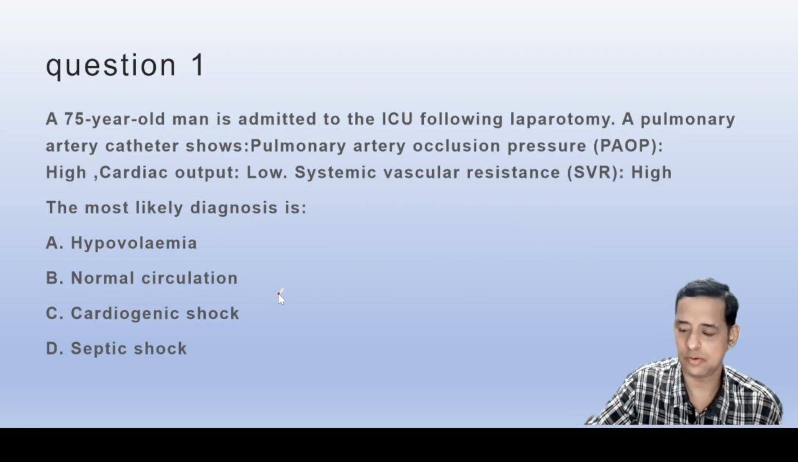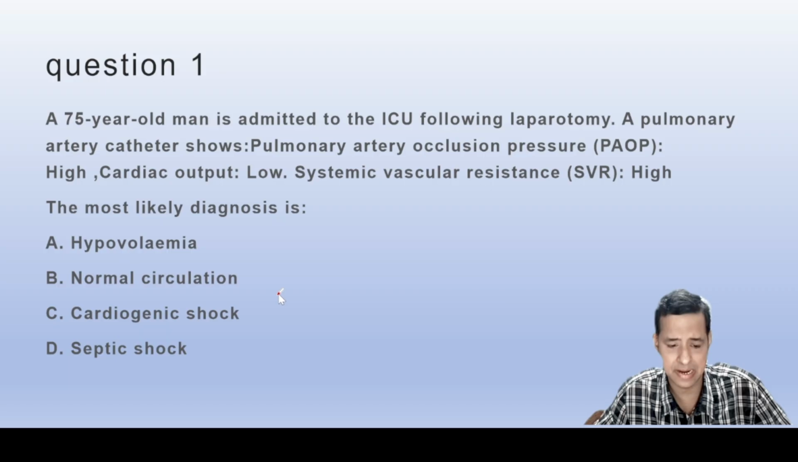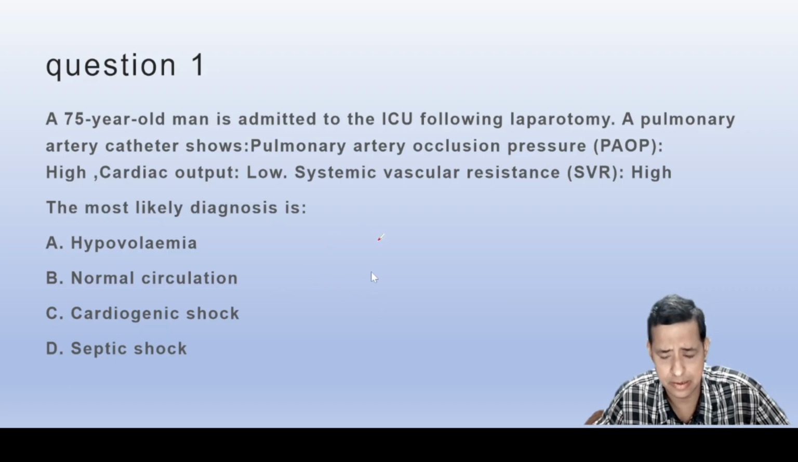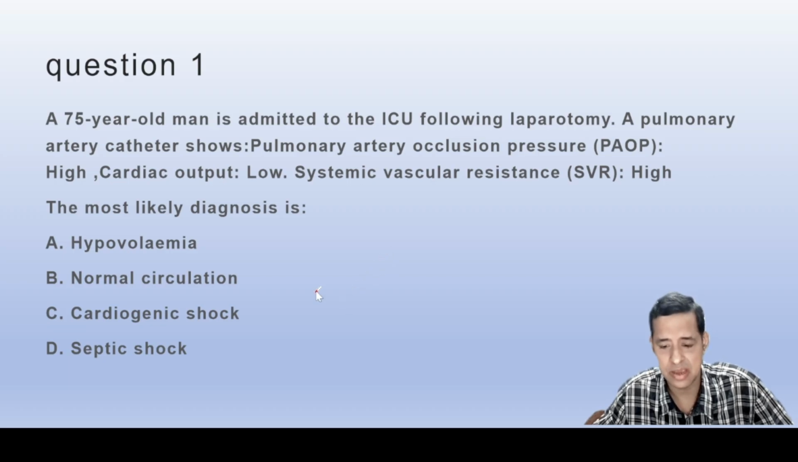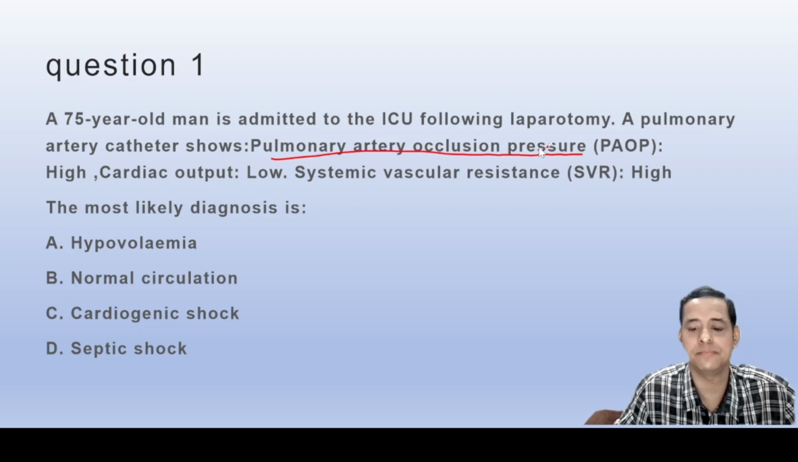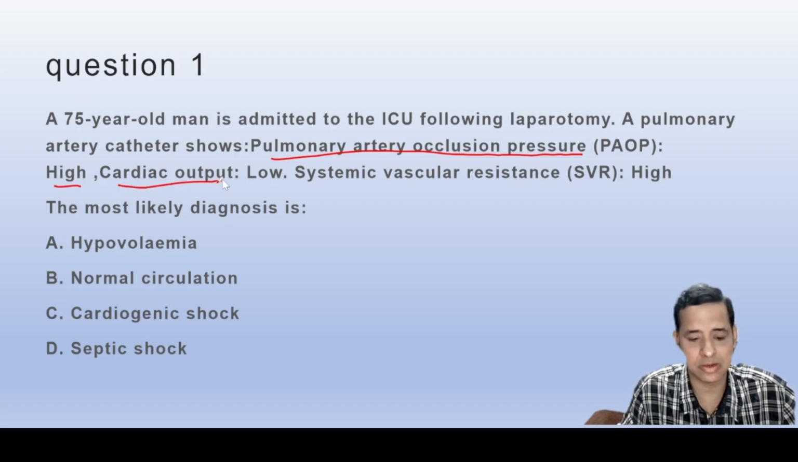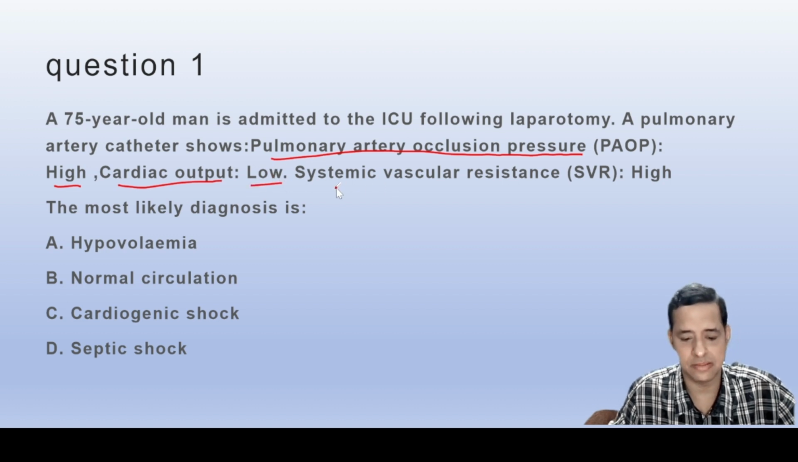Now you have to do question and answer. A 75-year-old man is admitted to the ICU following a laparotomy. A pulmonary artery catheter shows a high pulmonary artery occlusion pressure, PAOP, which may also be called pulmonary capillary wedge pressure. Cardiac output is low, and systemic vascular resistance is high.